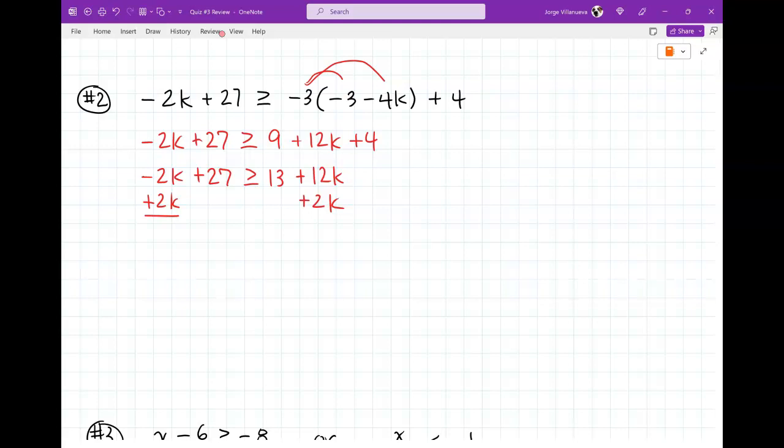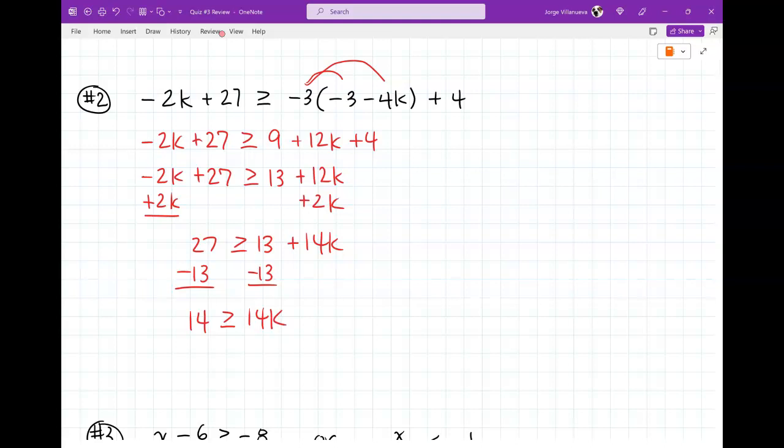If you move the 12k to the left, then you follow the arrow. It depends how you want to do it. Again, this is just my preference. I prefer to keep things in the positive. So this is 27 greater than or equal to 13 plus 14k. Now we'll subtract 13 on both sides. That gives me a 14 greater than or equal to 14k.